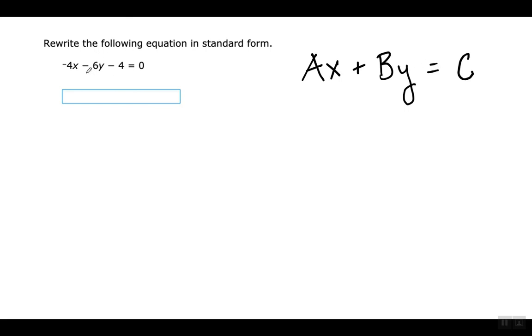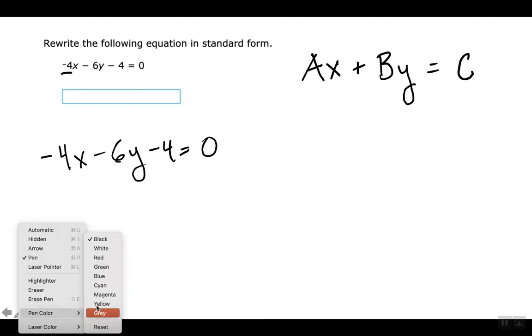Alright, okay, so look. A, remember that A has to be positive. A cannot be negative. Okay, so I'm going to move the minus 4x to the right. And let me do that first, okay? Recuerden que A no puede ser negativo. Así que voy a mover negativo 4x a la derecha. Déjame empezar de esa manera.